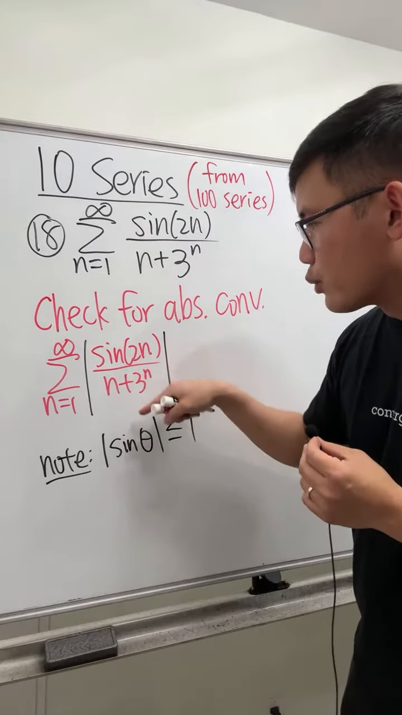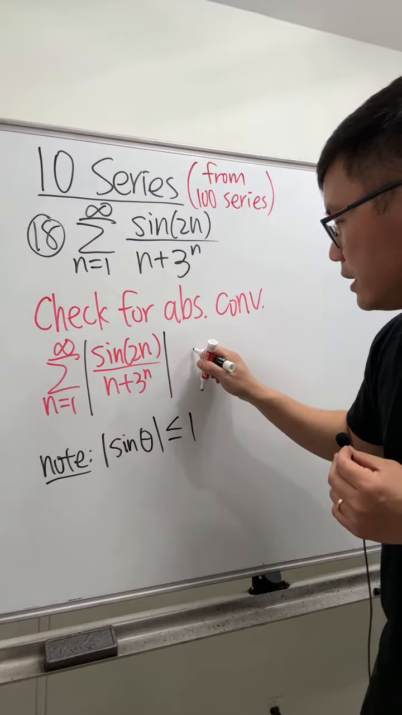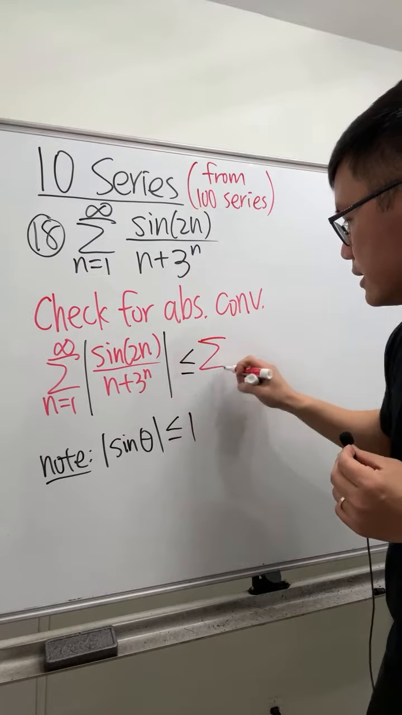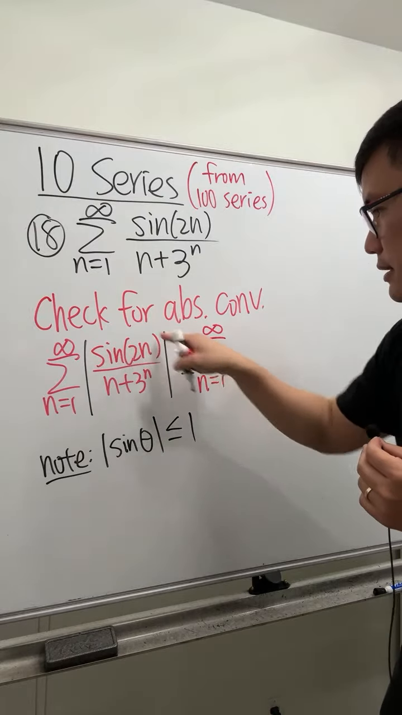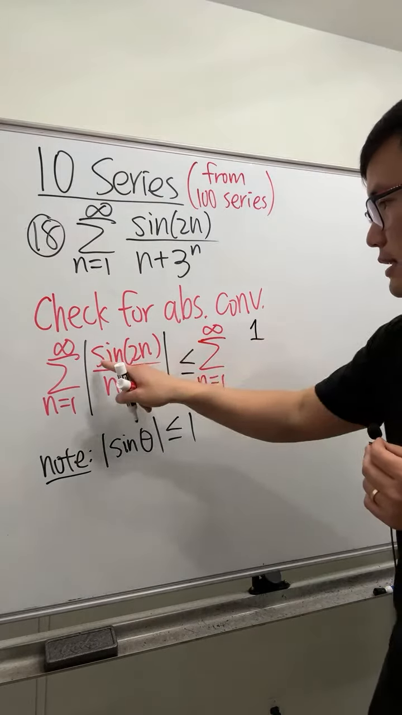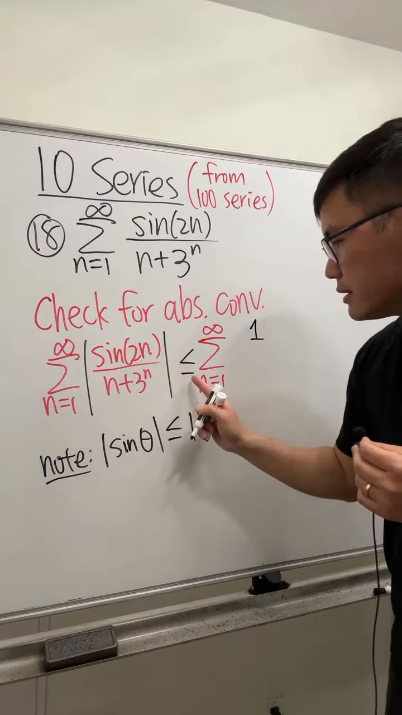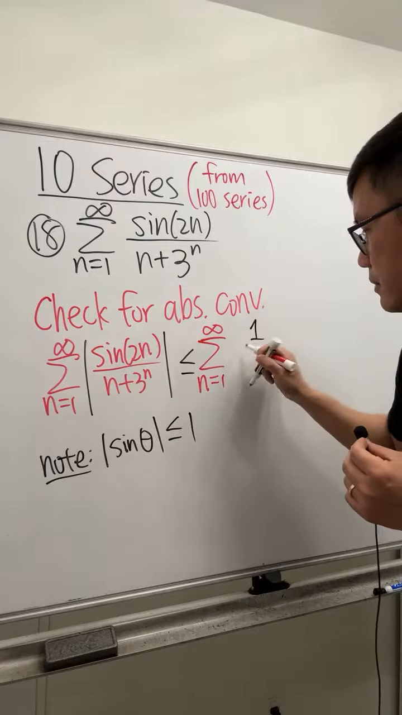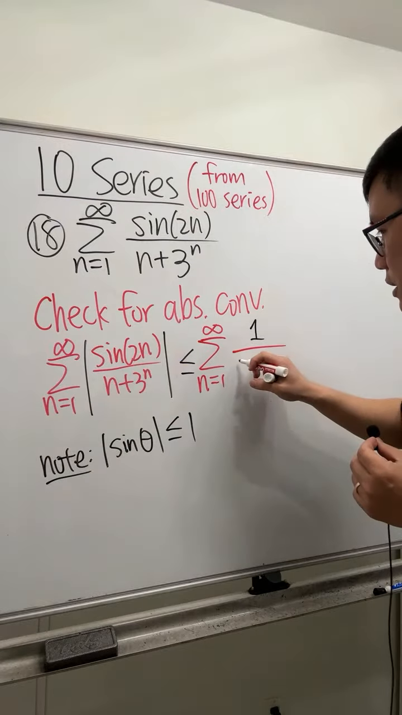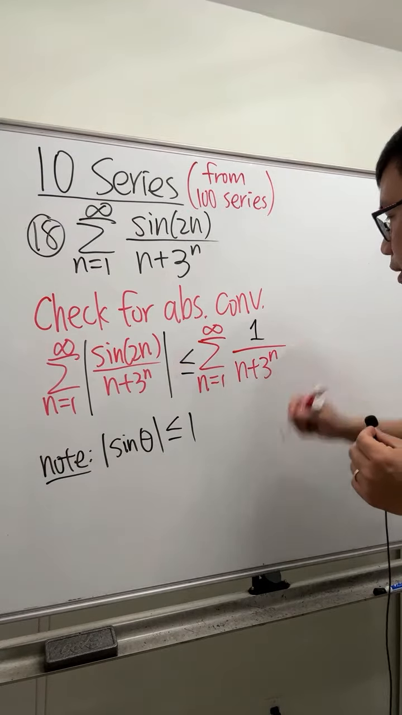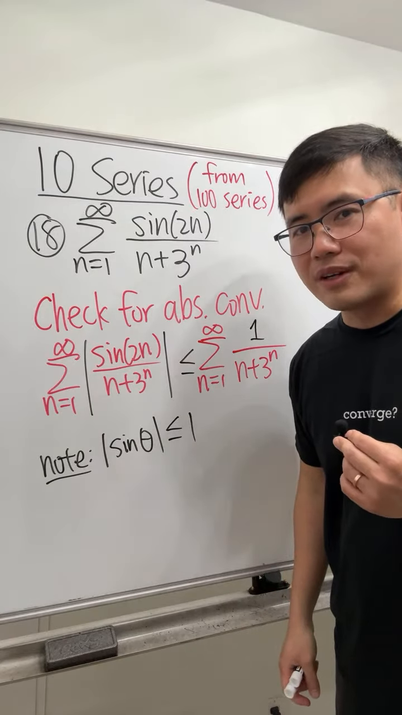the absolute value of a quotient is a quotient of the absolute values. So we can say this is going to be less than or equal to the series as n goes from 1 to infinity. We can replace the top with 1, because the absolute value of sine of anything is less than or equal to 1. The bottom, n plus 3 to the n, is always positive because n goes from 1 to infinity. So just write it down. We have this inequality right away thanks to this property of the sine function.